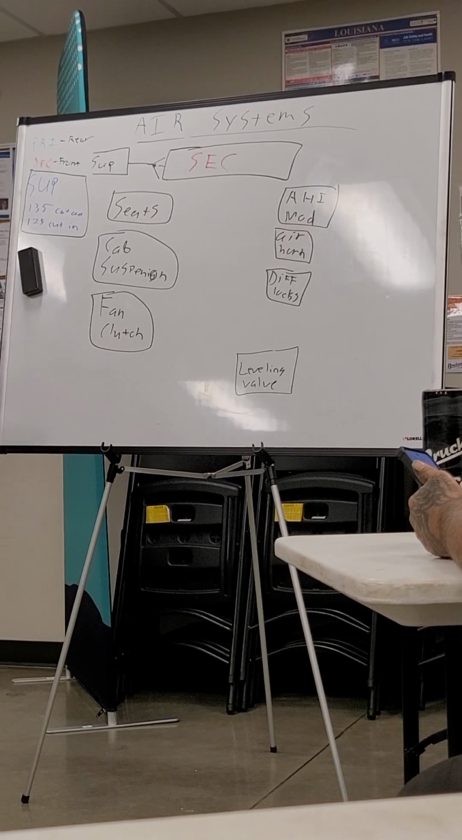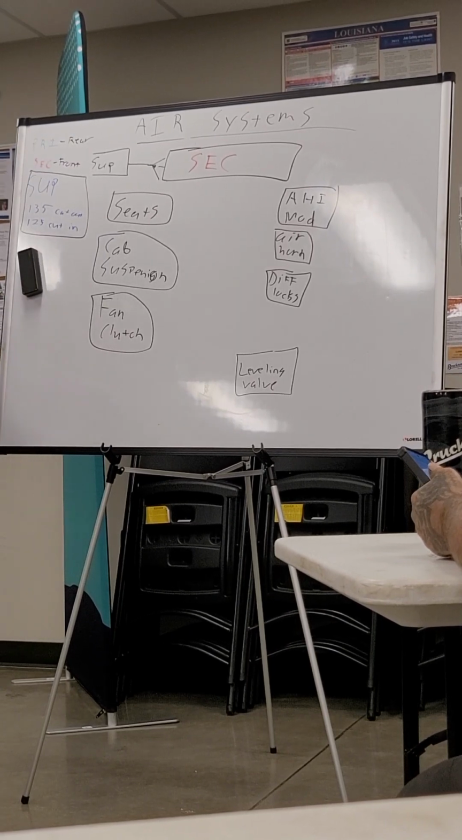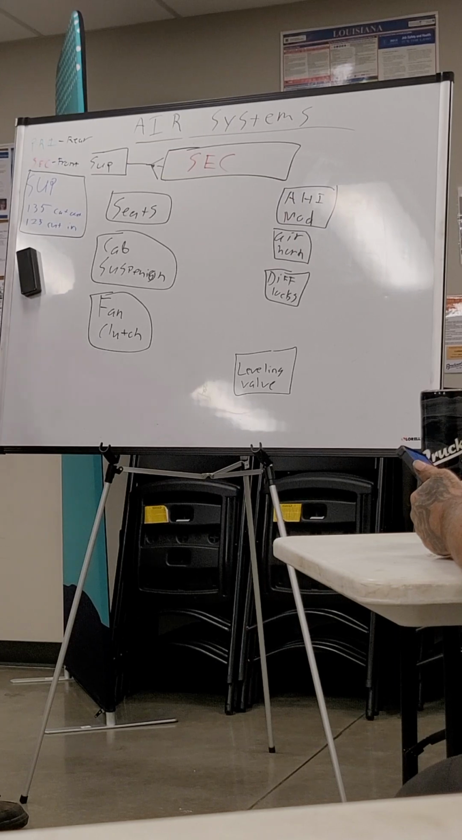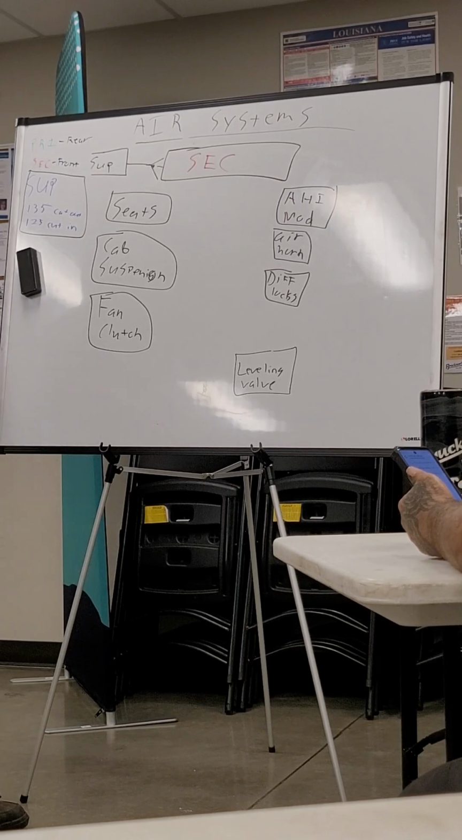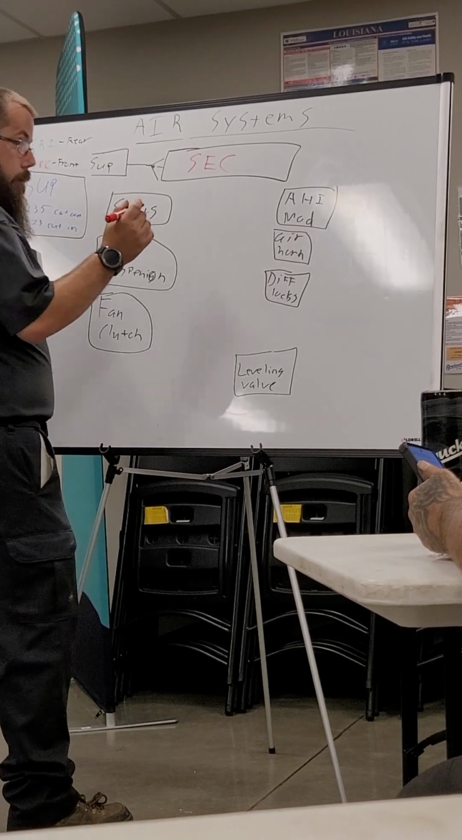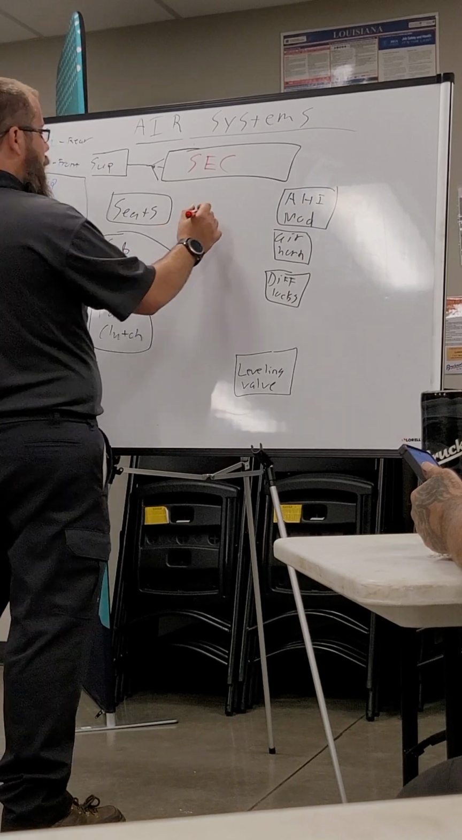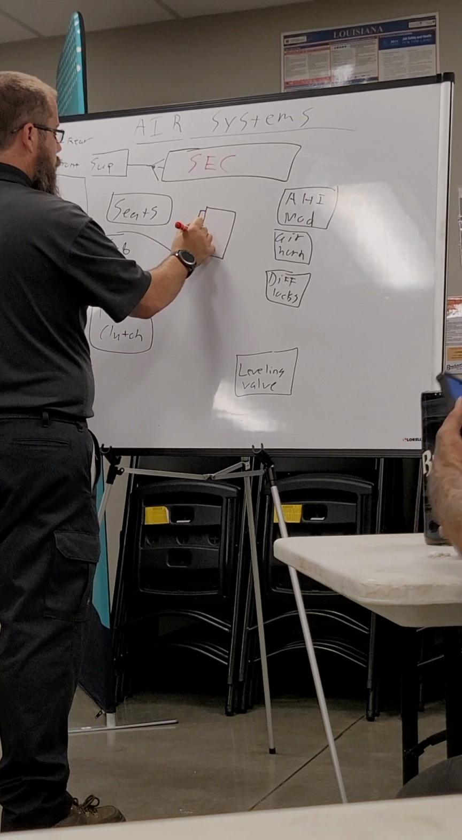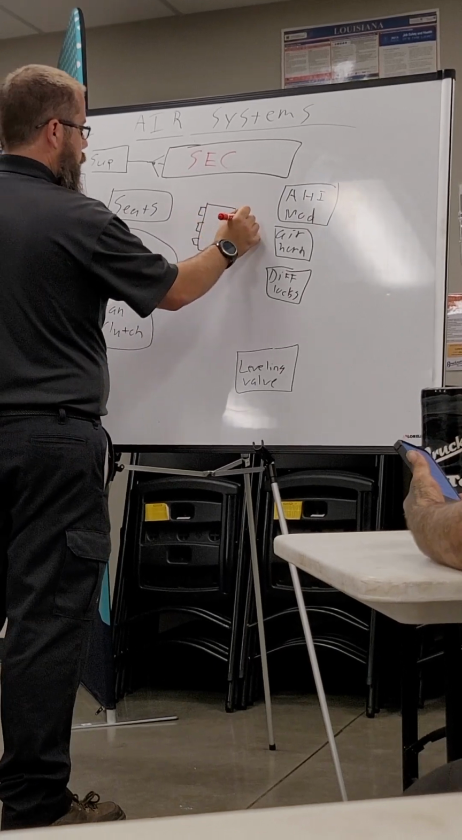So how do we protect the truck from all of these? Let's say the airline on the AHI module blew off and it's just going. What stops us from draining all of our air out of that airline down to zero? Safety valve. Yeah, there you go. Safety manifold.